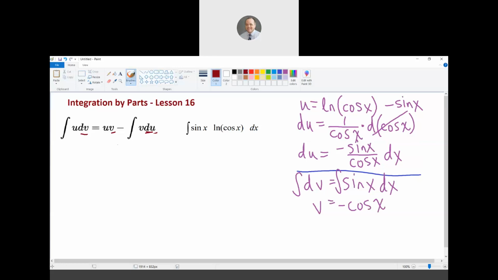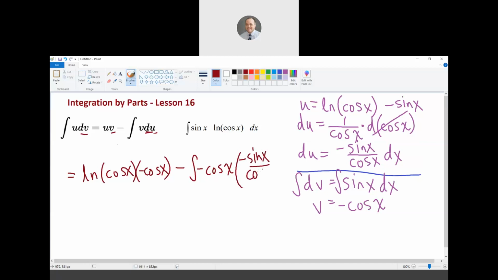All right, let's plug everything into our parts formula. u times v. So that would be natural log cosine x times negative cosine x, minus the integral of v, or negative cosine x, times du, which is negative sine x over cosine x dx.